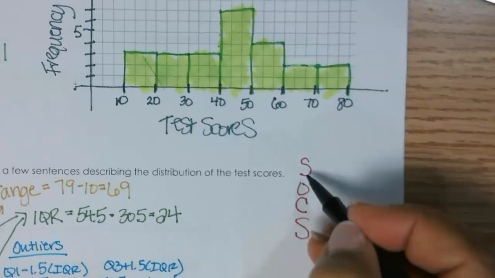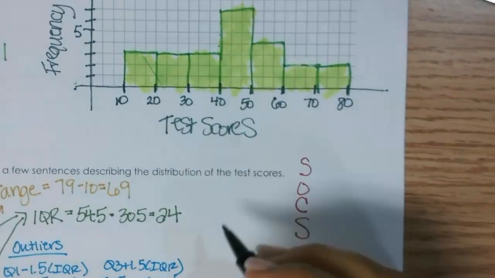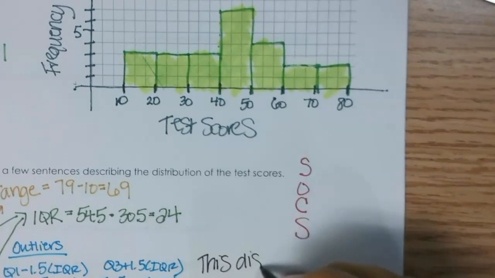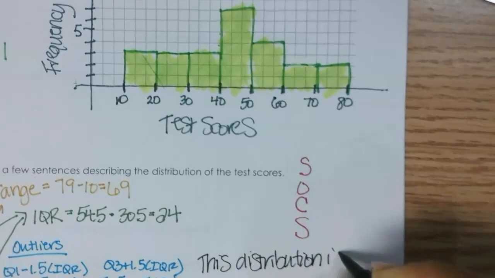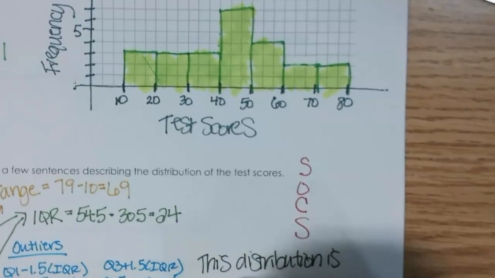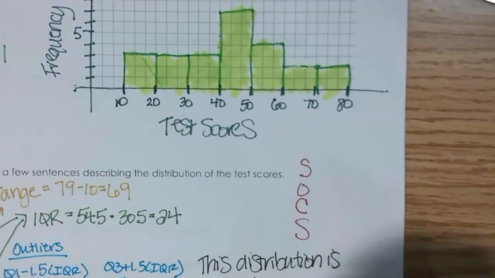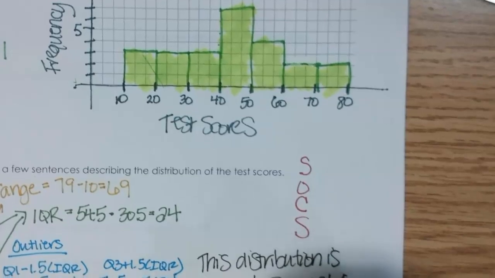So our shape, I believe this is roughly symmetric. So I'll say that this distribution is roughly symmetric with no outliers.